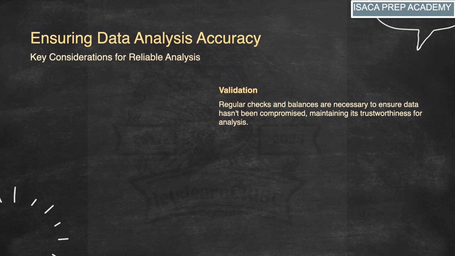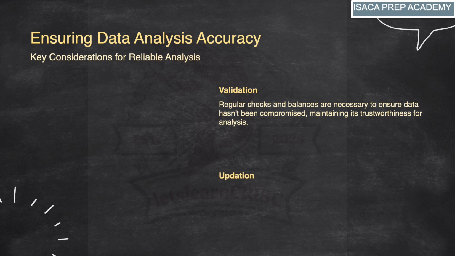For example, in cybersecurity, the validation process might involve comparing data from different sources to ensure consistency or using encryption techniques to protect data from unauthorized changes. And by validating data regularly, we can have confidence in its accuracy and reliability, which is essential for making informed decisions based on the analysis.